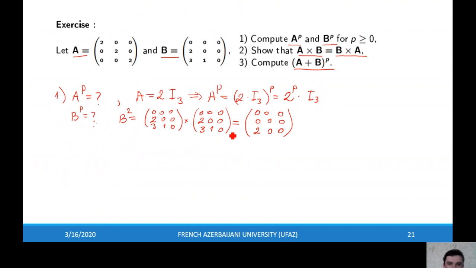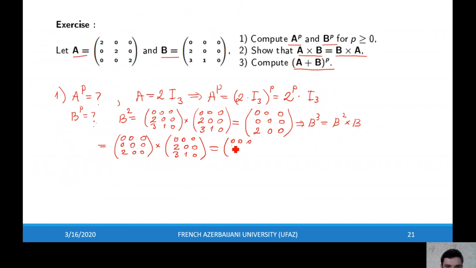From here, B cubed will be B squared times B, which is 0, 0, 0, 0, 0, 0, 2, 0, 0 times 0, 0, 0, 2, 0, 0, 3, 1, 0. And the result of this will be 0, 0, 0, 0, 0, 0, 0, 0, 0. It will be the null matrix. Then from here, we can say that B to the power of P is equal to the null matrix if P is greater than or equal to 3. Okay, let's look at the second one.